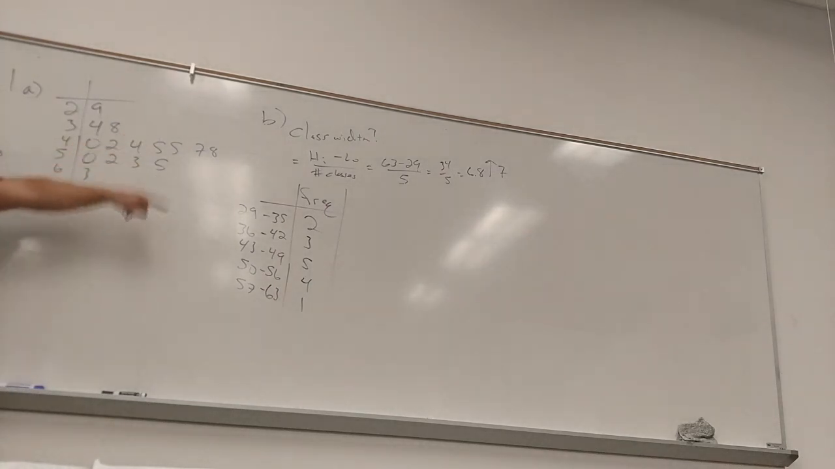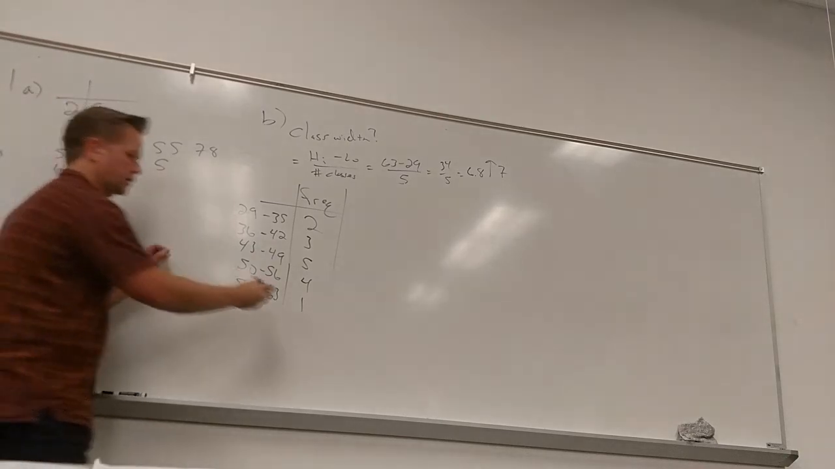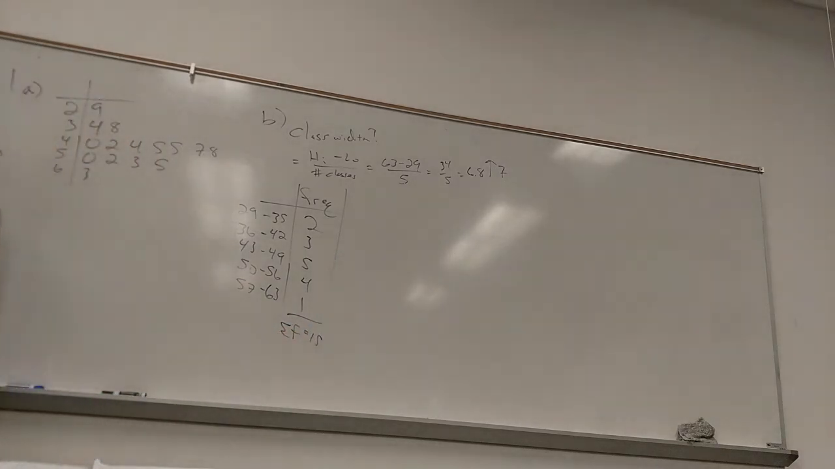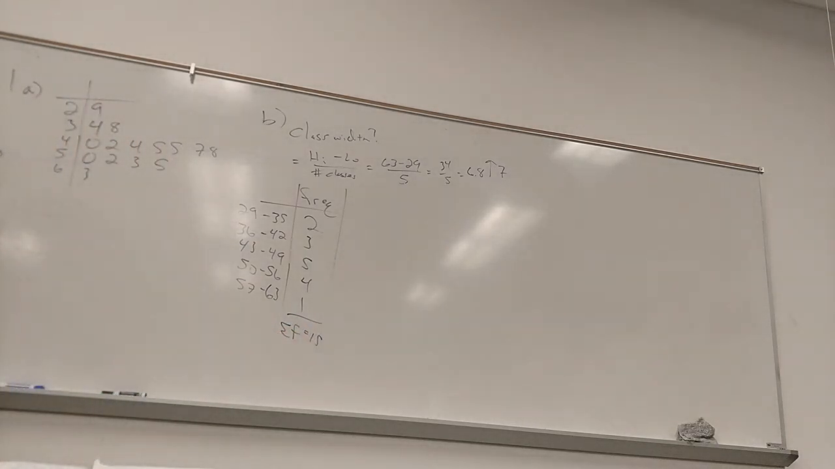And what should all these add up to be? 15. Why should they add up to be 15? Because there's 15 things I'm supposed to be counting. Right, there's 15 total numbers that have to find a home, and they all found a home. So if you get 13 there, don't just keep going. Take a second and see what you missed.